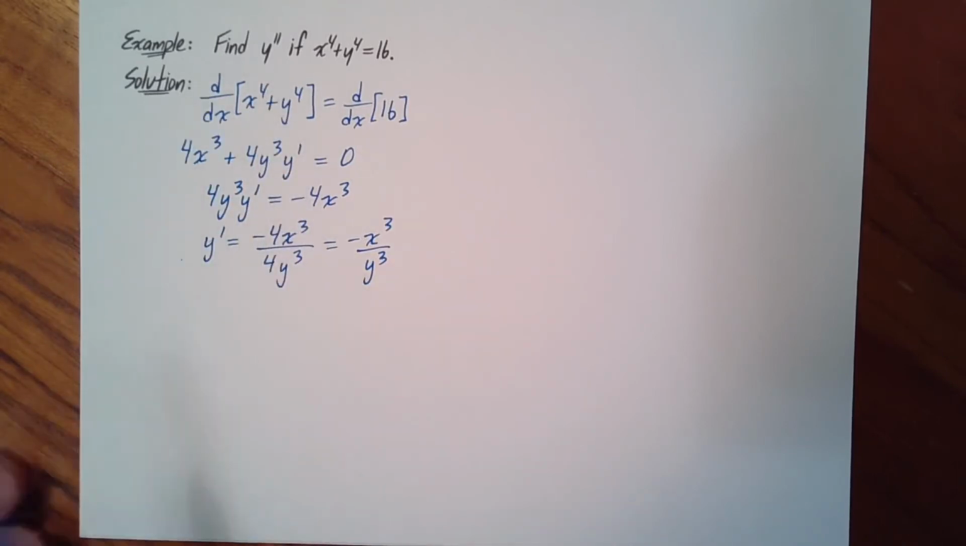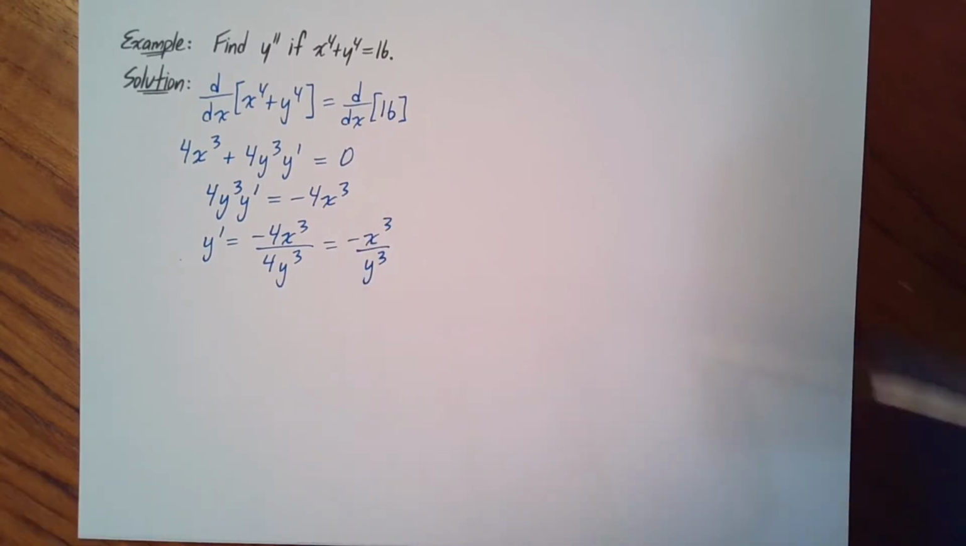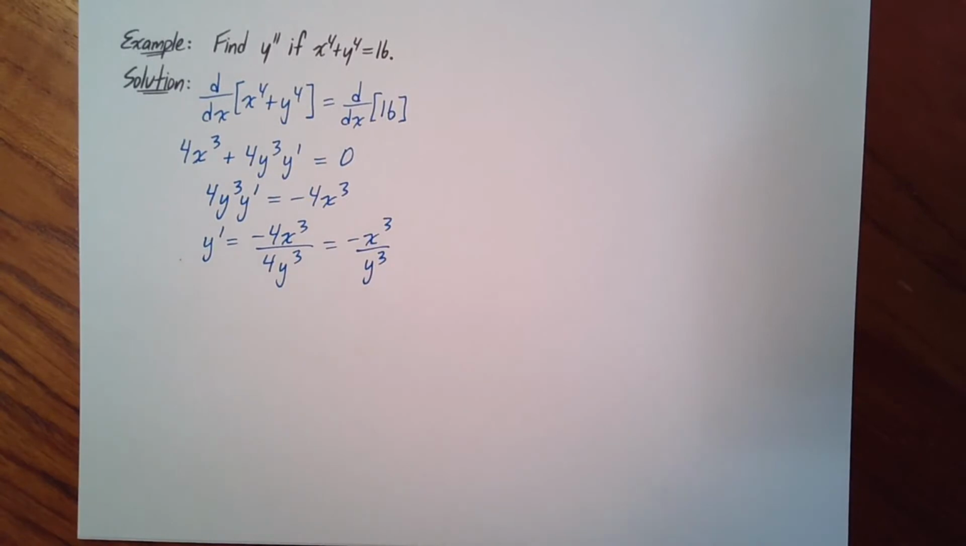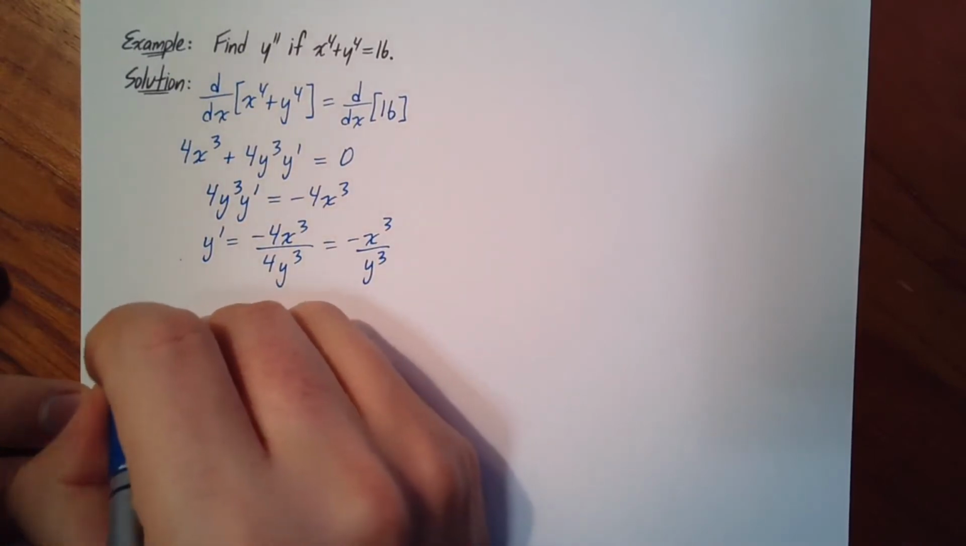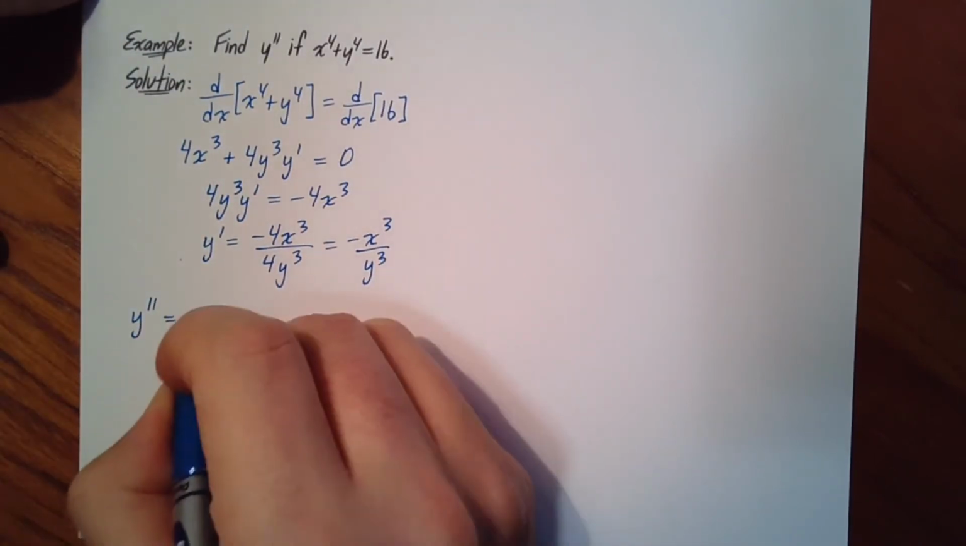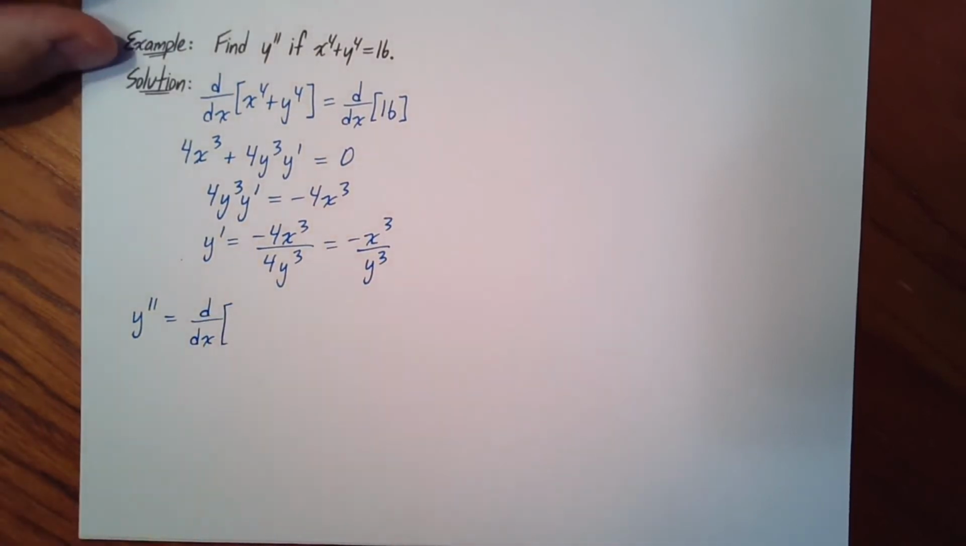So we need to take the derivative of y prime, take the derivative of this, which will be a quotient rule problem. We've got a numerator and denominator. They're both non-constant, so we're going to have to use the quotient rule. But that is going to be our next step. So y double prime now is, well, it's the derivative. Let's just write it in operator notation just to take a moment to clarify what we're doing.